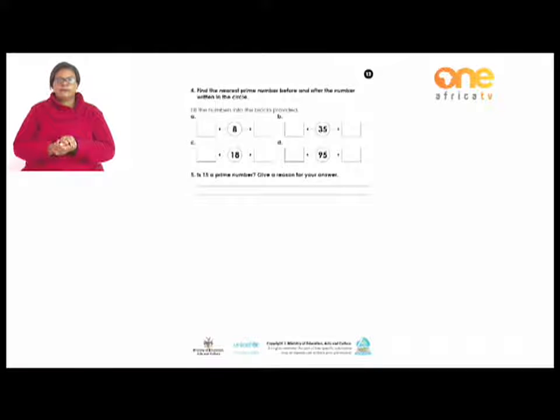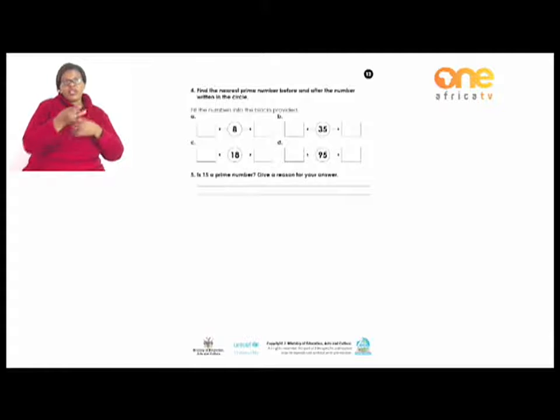Page 13 is asking, find the nearest prime number before and after the number written in the circle. Now, if we look at A, there is the number 8 there. So, on your left-hand side should be the smaller number, and on your right-hand side should be the bigger number. Okay? In other words, the prime number. Now, the prime number, which is next to 8, in other words, the nearest prime number next to 8.